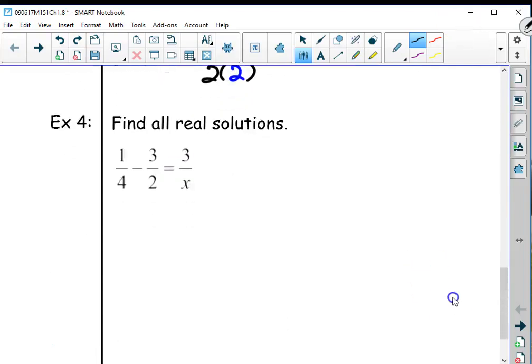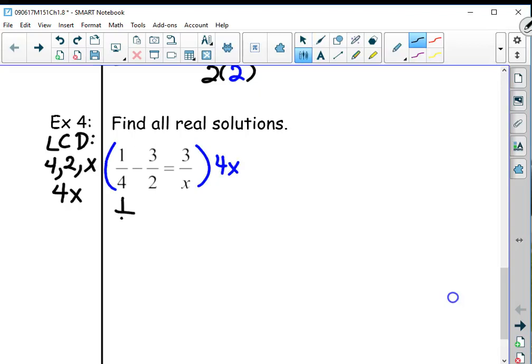All right, so off to solving rational equations, and it's rational because we have x in the denominator. Best way to solve this equation is to clear the denominator by multiplying the whole equation by the least common denominator. So when I look at 4, 2, and x, 2 will go into 4 evenly, so 4 takes care of my 2. So my LCD is going to be 4x. I'm going to multiply this whole equation by 4x. That'll clear my fractions.